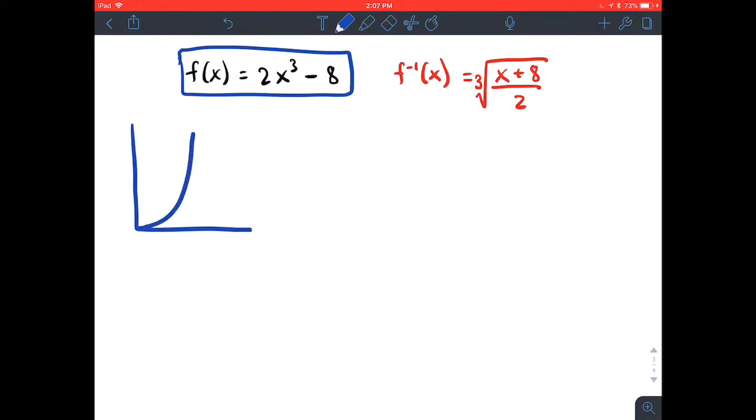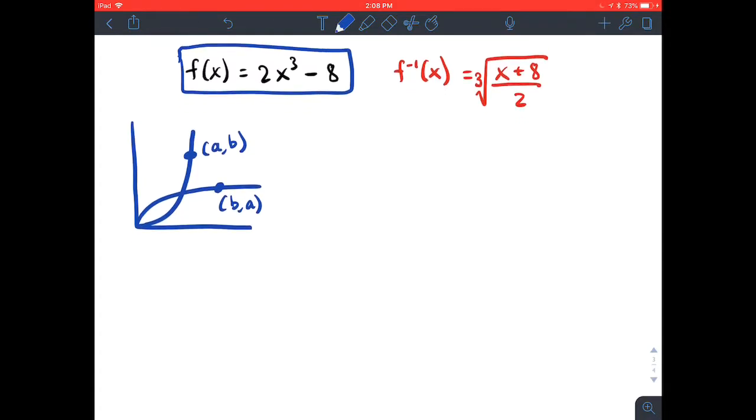Now, as we mentioned earlier, the inverse function is simply a function where we're swapping each point a, b, with the point b, comma, a. The old outputs become the new inputs, and the old inputs become the new outputs. So another way to think about that is that we are swapping the values of f of x and x, and then we're solving for f of x. Let's see what I mean.